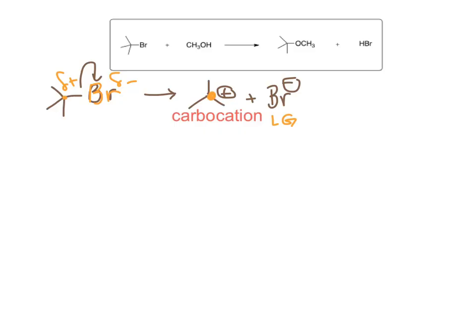It is important to emphasize the order of stability of carbocations. Tertiary carbocation is more stable than secondary, more stable than primary, which is in turn more stable than methyl carbocation.